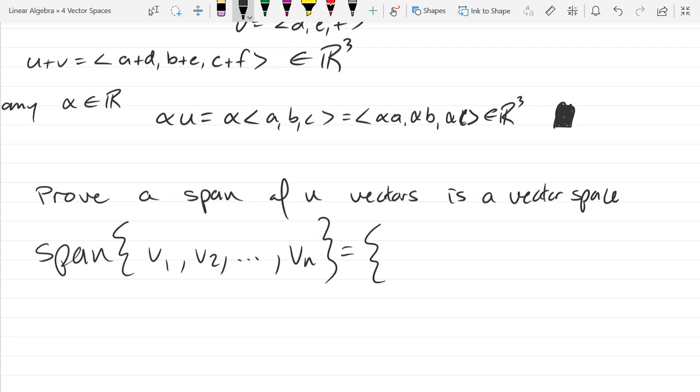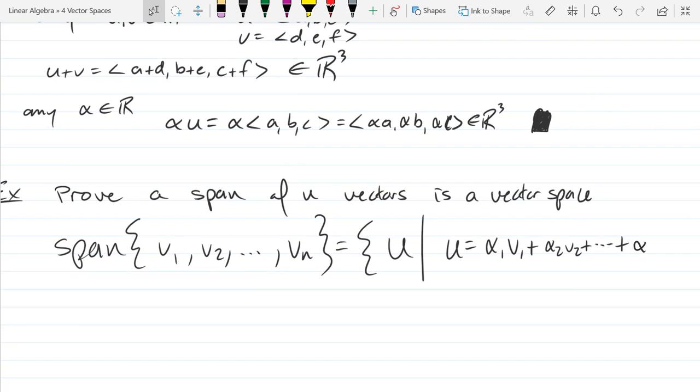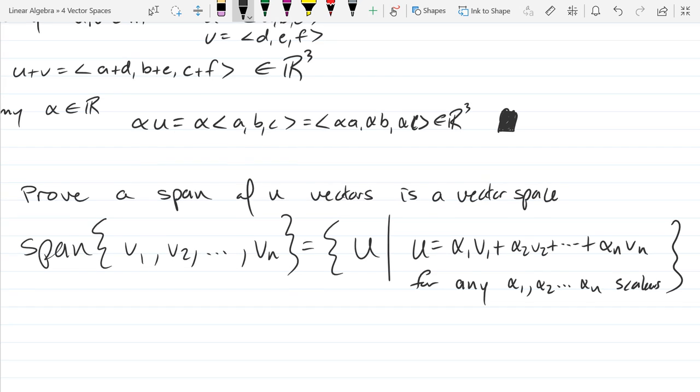In set notation, the span is any vector, I'll use the letter u, such that u is equal to a linear combination of these vectors. So that'll be alpha 1 v1 plus alpha 2 v2 plus alpha n vn, for any scalars alpha 1, alpha 2, alpha n. So that's what the span is.